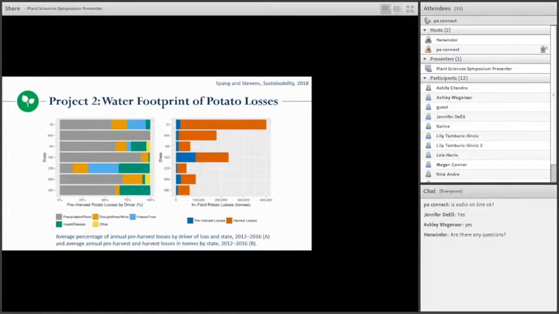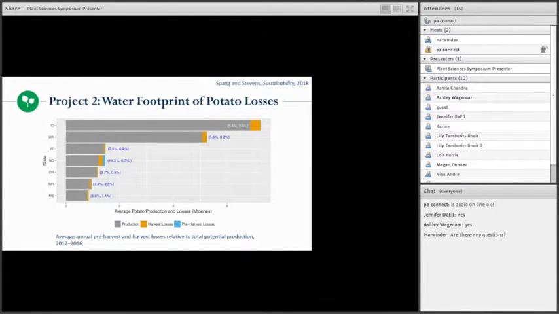And you can see that the harvest losses, walking behind the harvester and picking up those potatoes that could be sold, are much greater than the pre-harvest losses in this circumstance. And oh, by the way, these are 7 major potato-producing states in the United States.